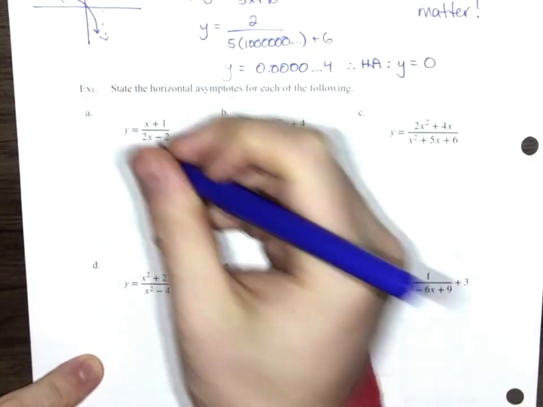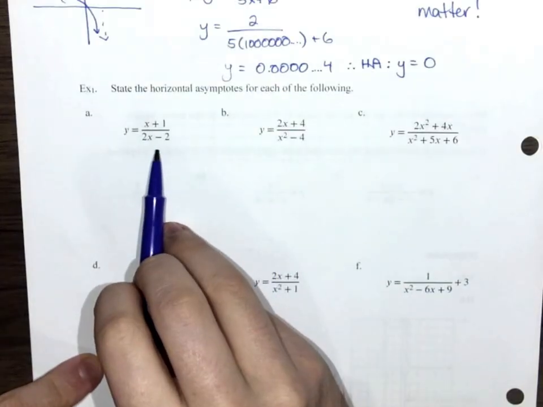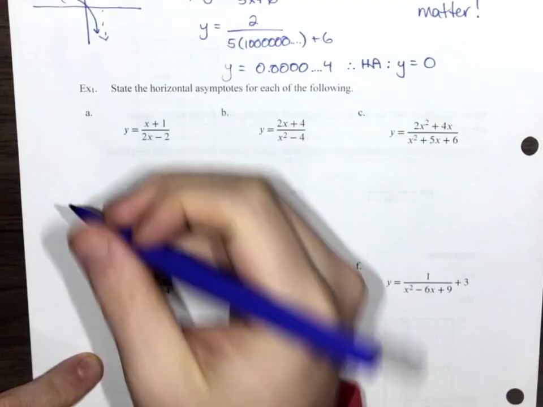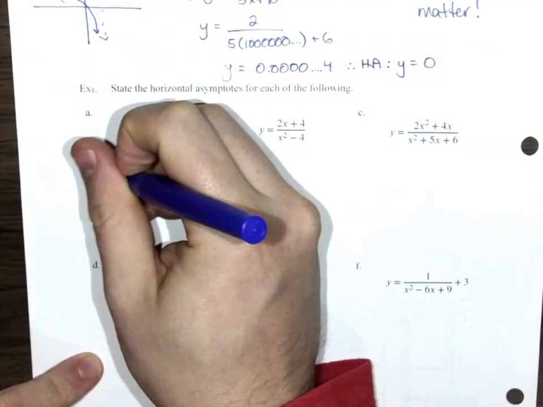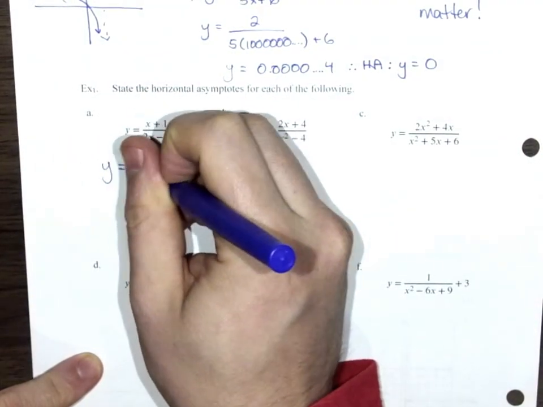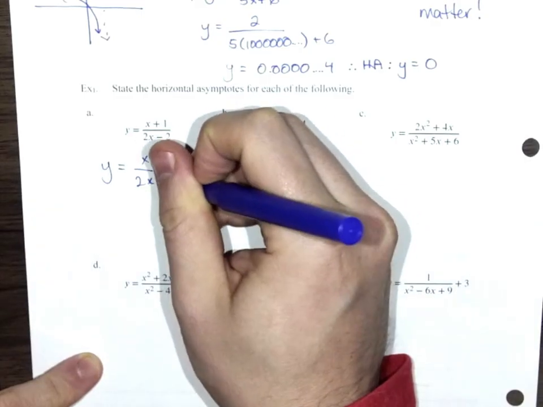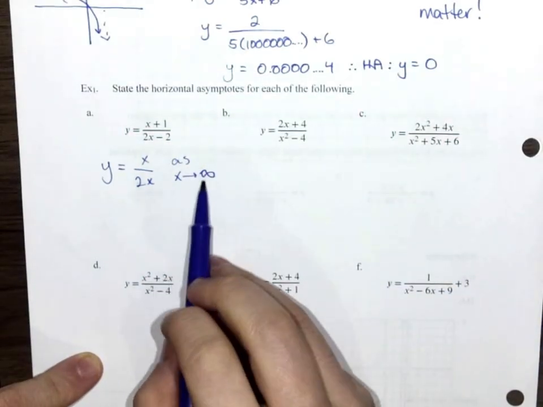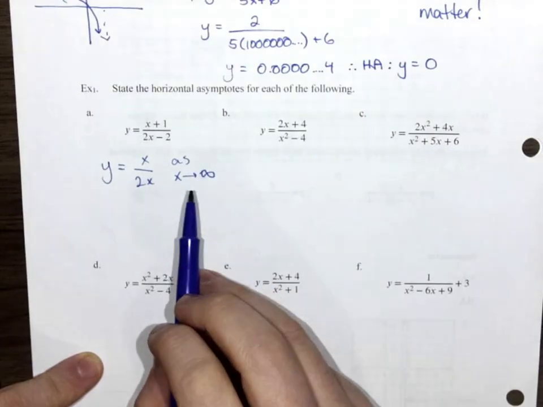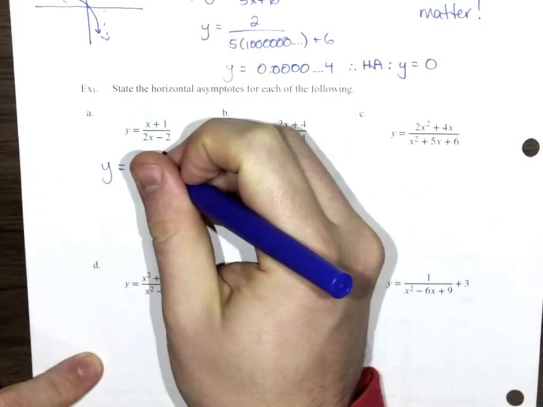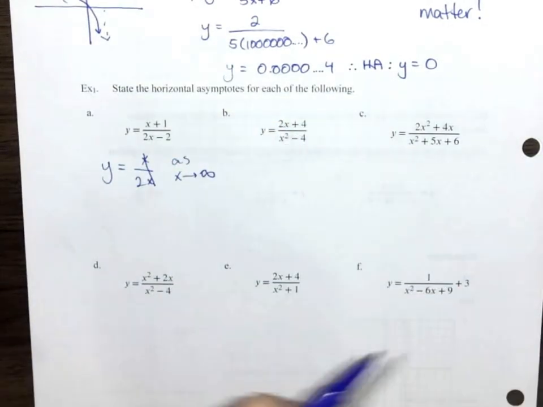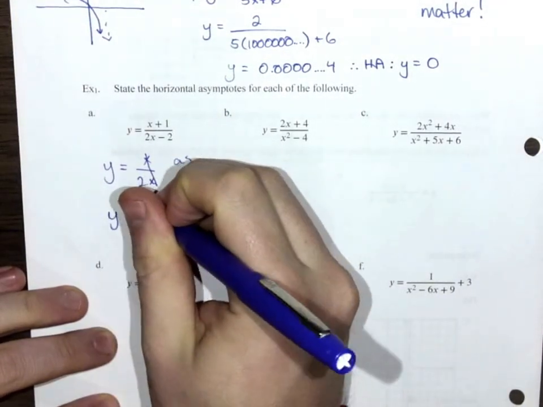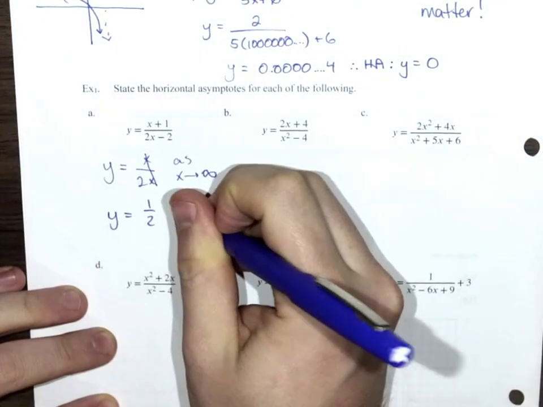If I go towards infinity for x plus 1 and 2x minus 2, infinity plus 1 or infinity minus 2 is not going to do anything. So I'm going to ignore those completely and just deal with x over 2x as x goes to infinity. I don't need you to necessarily write this part down, it's just the concept that we're dealing with. The x values will cancel just as they would any other time. Infinity divided by infinity is going to be 1, so the horizontal asymptote in this question is at 1/2.